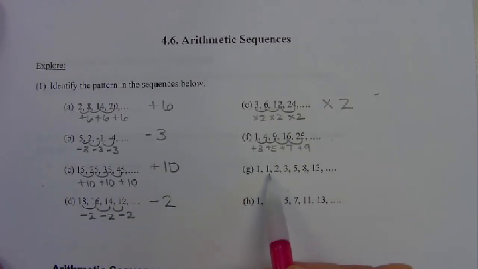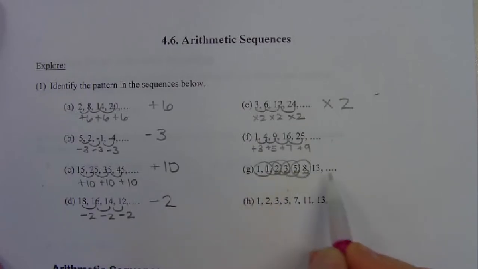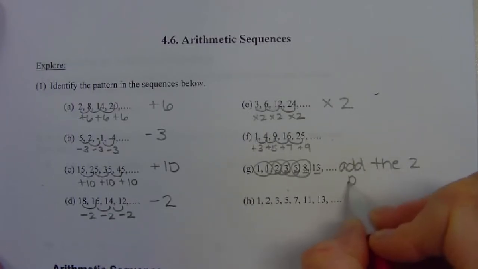This pattern you will see is also a little bit different. This pattern is interesting. This is called the Fibonacci sequence. You can find this in nature. It's quite interesting if you ever look for it. But if you add 1 and 1, you get 2. If you add 1 and 2, you get 3. 2 and 3 get 5, 3 and 5 get 8, 5 and 8 get 13, and so forth. So the pattern here is you add the 2 previous terms.